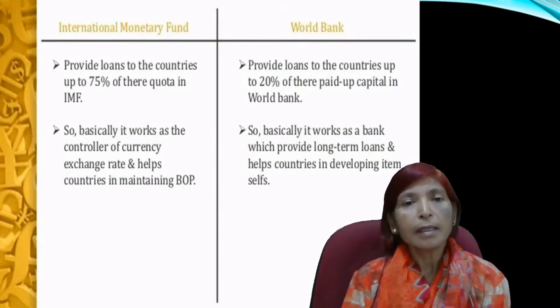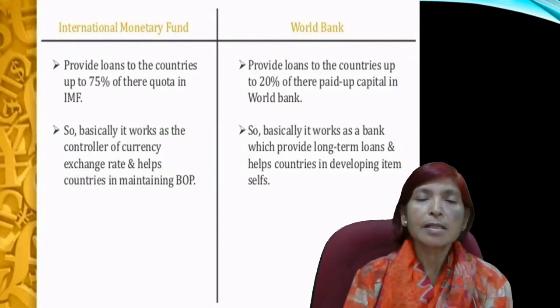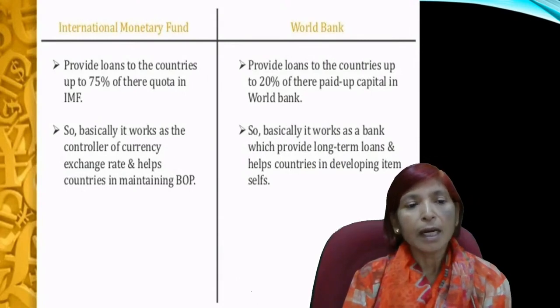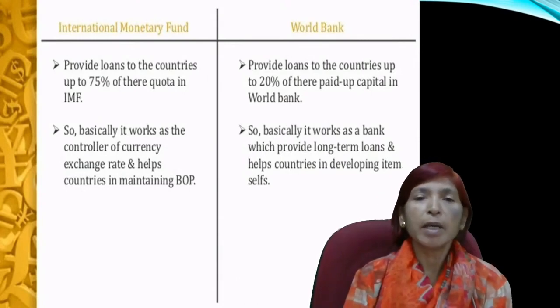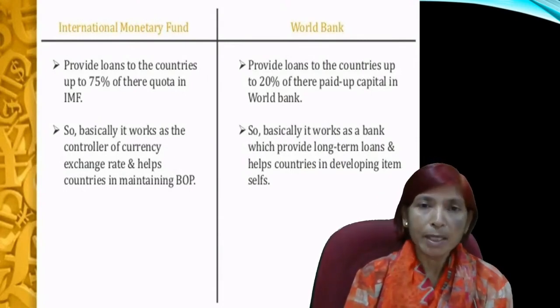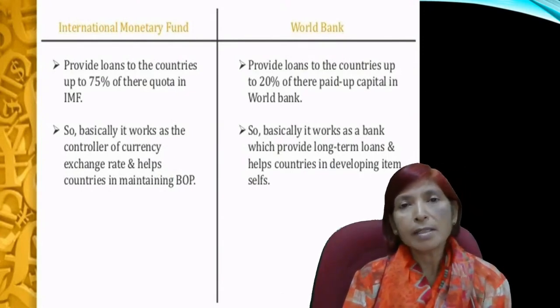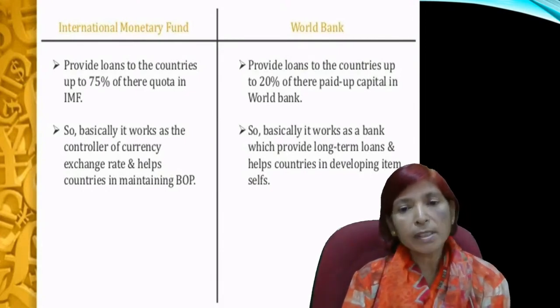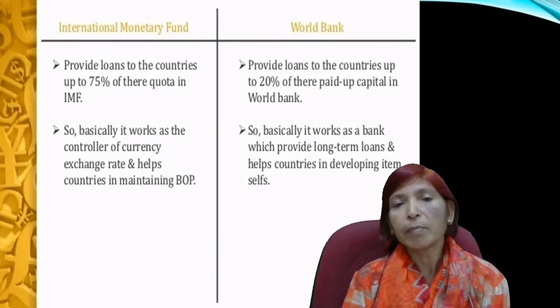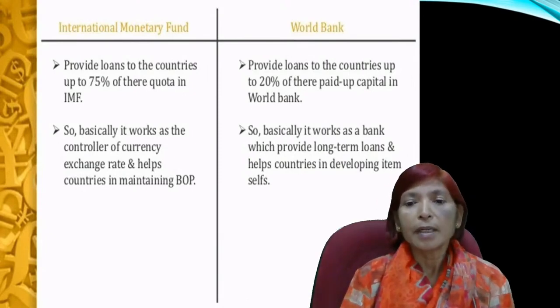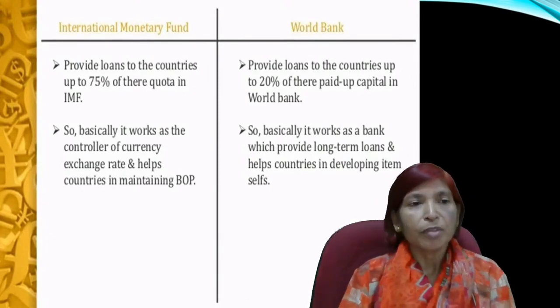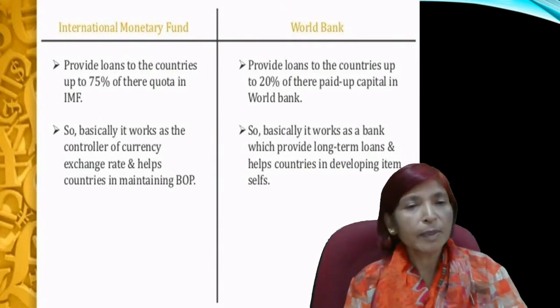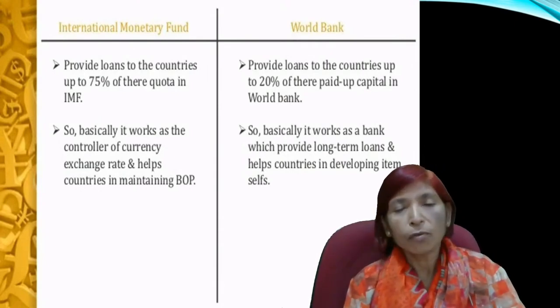So basically, the IMF works as the controller of currency exchange rate and helps countries in maintaining balance of payment. The World Bank basically works as a bank which provides long-term loans and helps countries in developing itself. So this is the difference between IMF and World Bank.